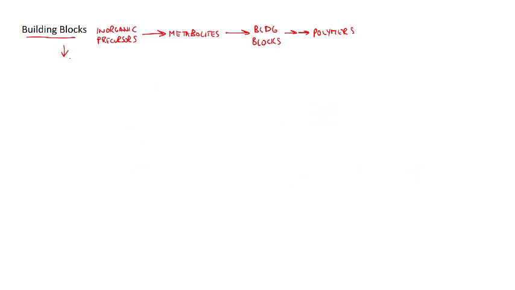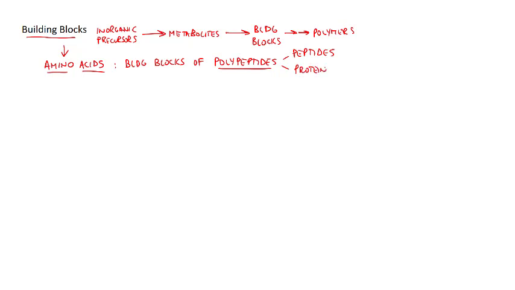All right, so the building blocks that I just showed you, the esters, that's not something you see a whole lot of in biology. What we're going to talk about today are the amino acids. These are probably the single most important building blocks in all of biology. Amino acids are the building blocks of a class of molecules called polypeptides. And polypeptides consist of peptides and proteins. And the difference between those two is just the size. Proteins are the bigger ones.